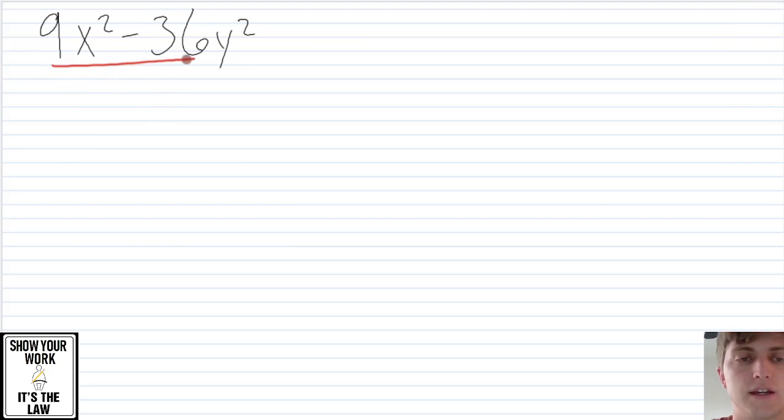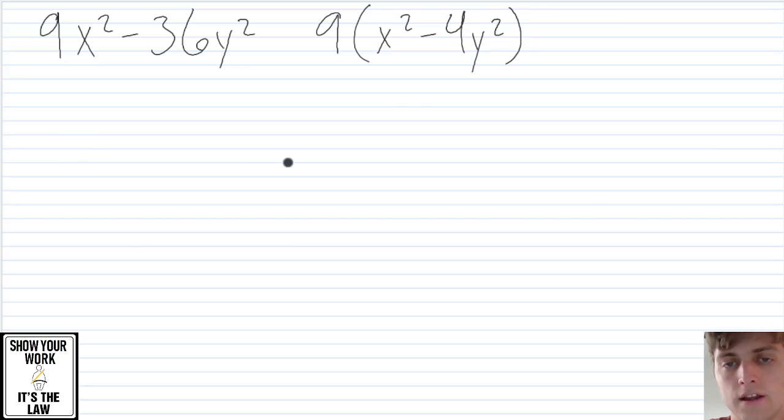You find what factors they have in common. So both of these are divisible by 9, so we could actually rewrite this as 9 times x squared minus 4y squared. And if you distributed through, that would give us 9x squared, and this would give us negative 36y squared. So we still want to factor this right here. And if you notice, we actually have an x squared and a y squared. So nothing changes, don't get confused.